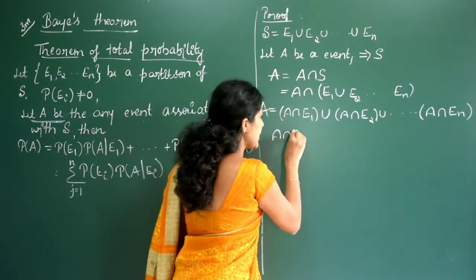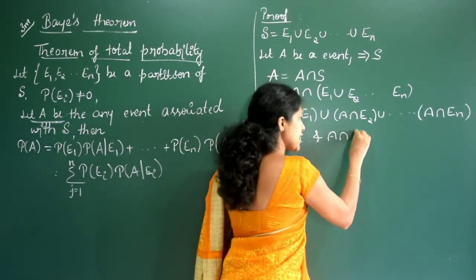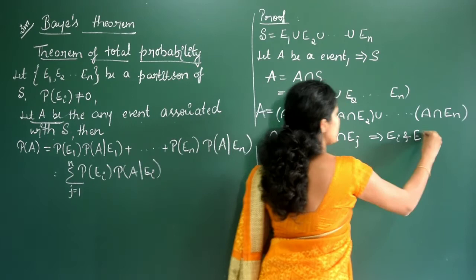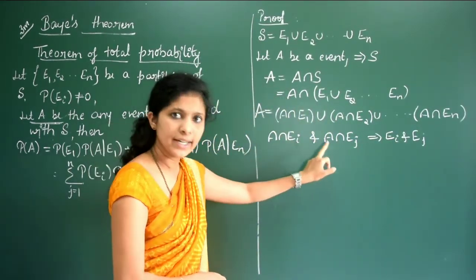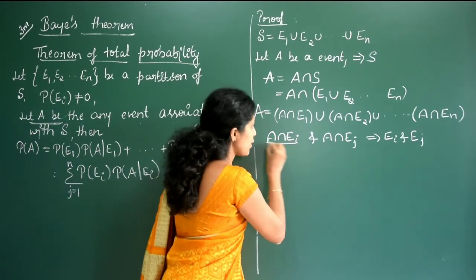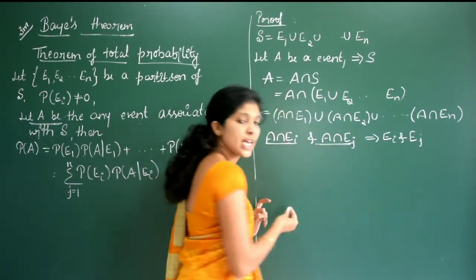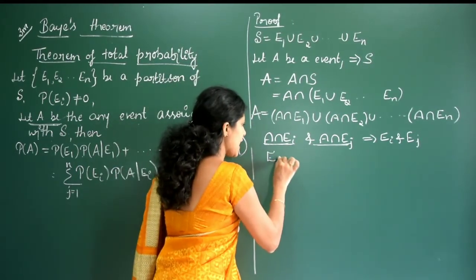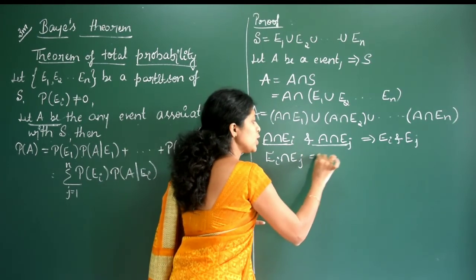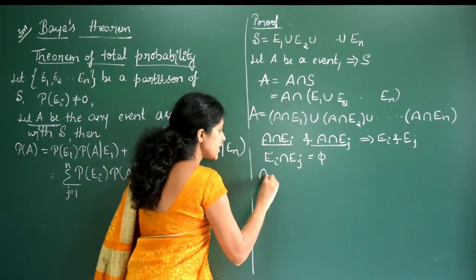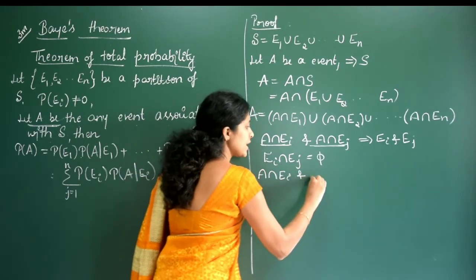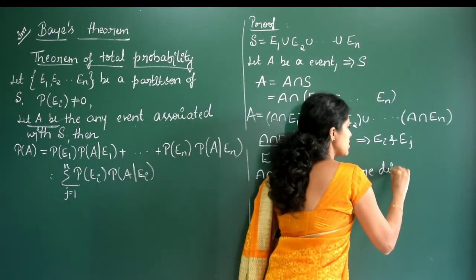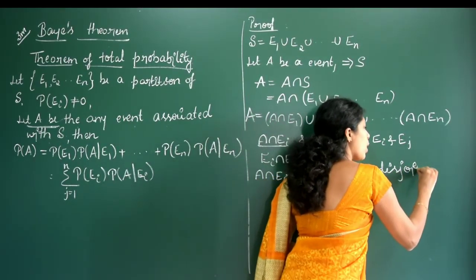A intersection Ei and A intersection Ej are subsets of Ei and Ej. A intersection Ei will be a subset of Ei and A intersection Ej will be a subset of Ej. Since Ei and Ej are disjoint, that is, Ei intersection Ej is equal to empty, we can say that A intersection Ei and A intersection Ej are disjoint. I mean there is no common element between them, disjoint for all i and j.